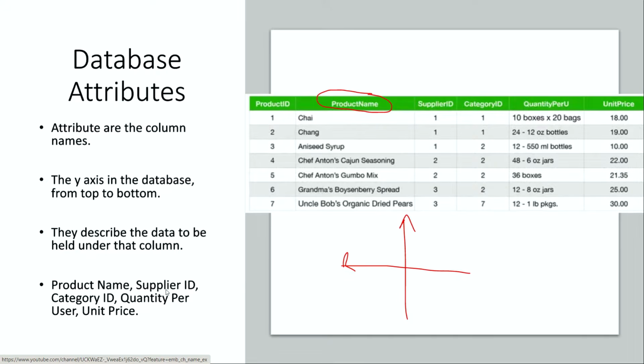Next, we have product name, supplier, category ID. So each of these columns describe the type of data that we're going to be holding. So here it says quantity. It says 10 boxes times 20 bags, 12-ounce bottles, so on and so forth. But again, whatever you see at the very top, that is a mini description of what is going to be held there. Product ID, we have this in order, roughly, I think. Yep. So again, this tells us what is going to be held. So typically we have name, first name, last name, date of birth, place you were born in, so on and so forth.